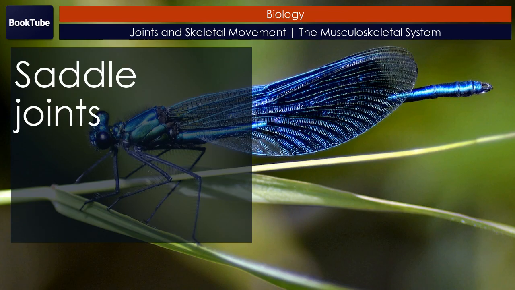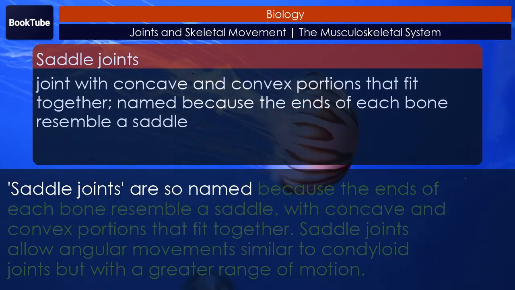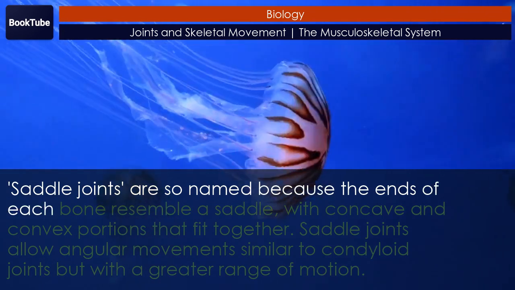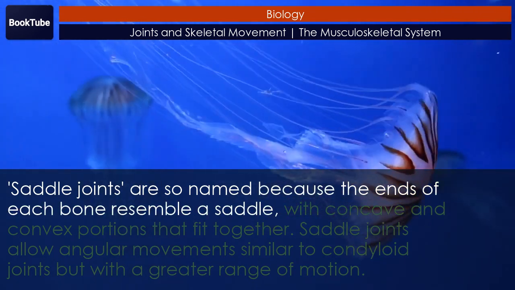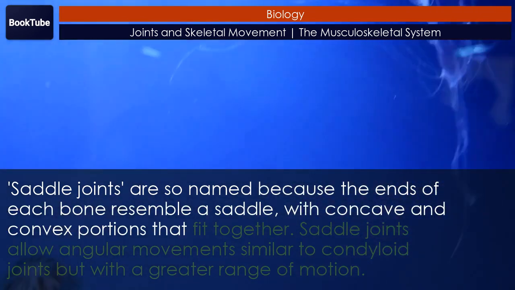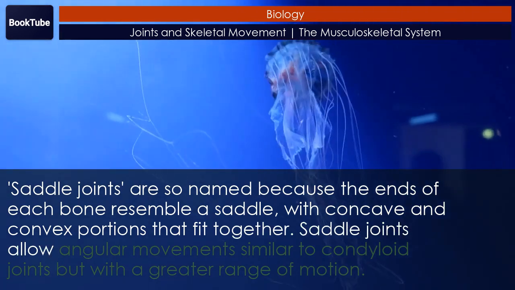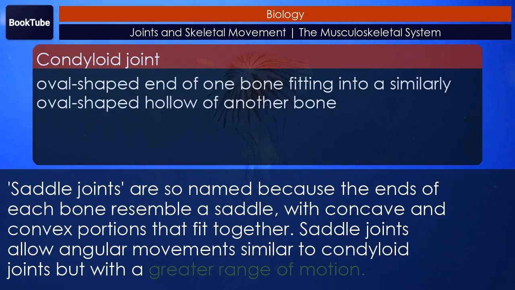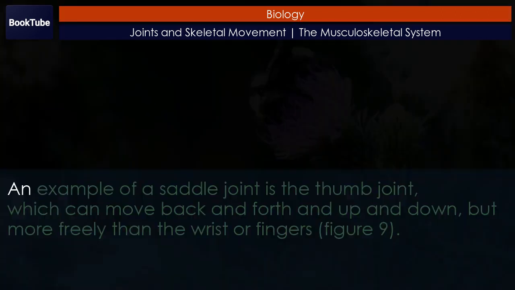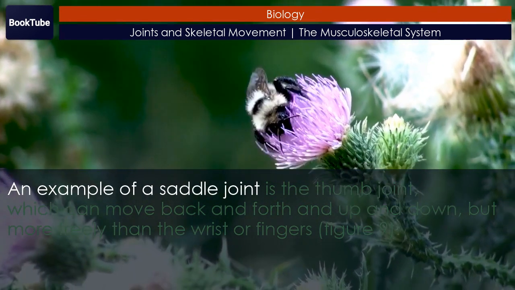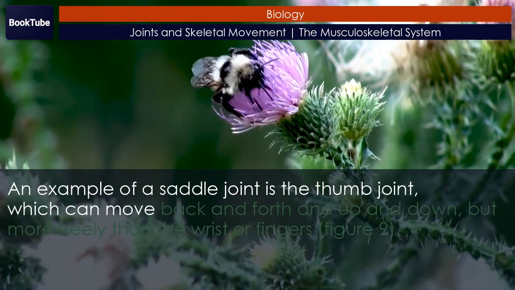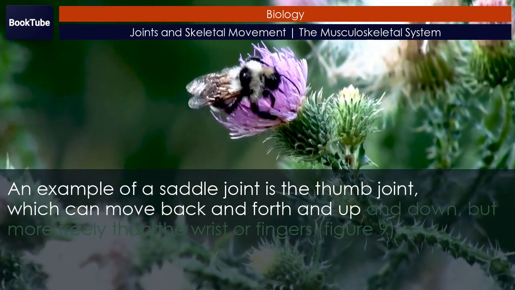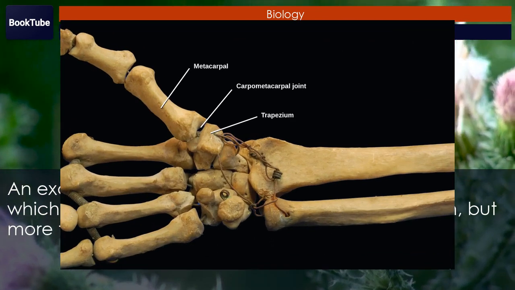Saddle joints. Saddle joints are so named because the ends of each bone resemble a saddle, with concave and convex portions that fit together. Saddle joints allow angular movements similar to condyloid joints but with a greater range of motion. An example of a saddle joint is the thumb joint, which can move back and forth and up and down, but more freely than the wrist or fingers.